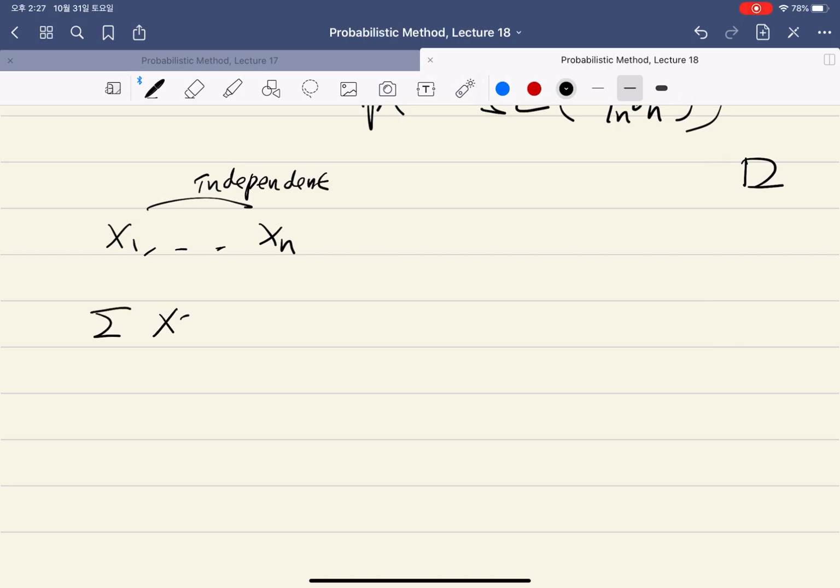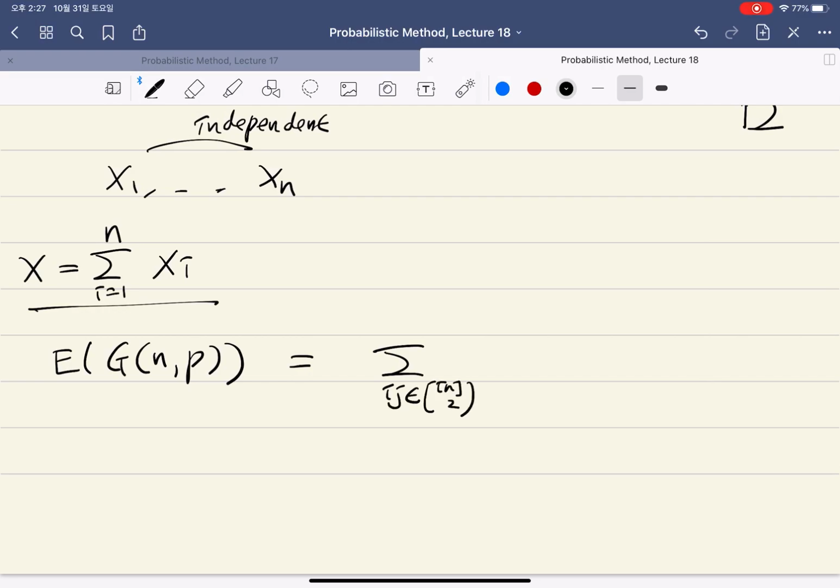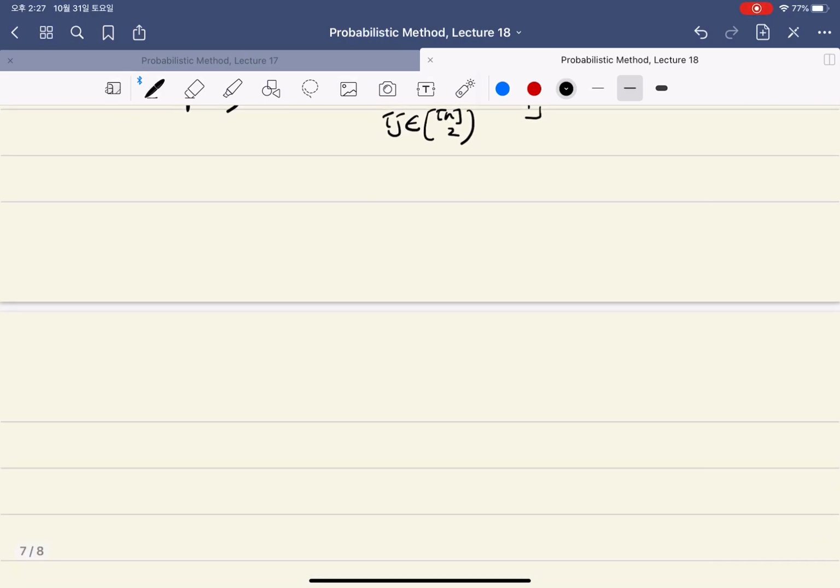And we want to give the concentration result on the summation of these. For example, if we want to compute the number of edges in G(n,p), then you sum over all pairs ij in bracket n, and we consider the indicator random variable of whether this ij belongs to the random graph or not. So the Chernoff inequality gives you concentration.